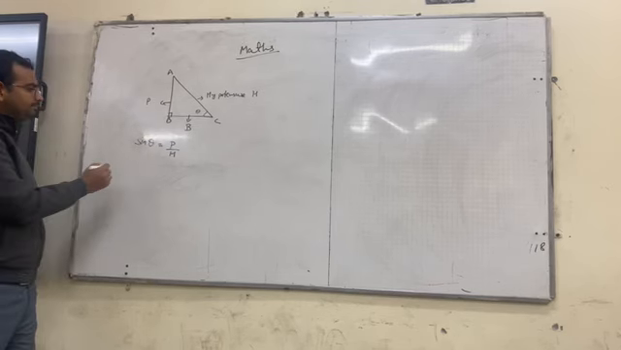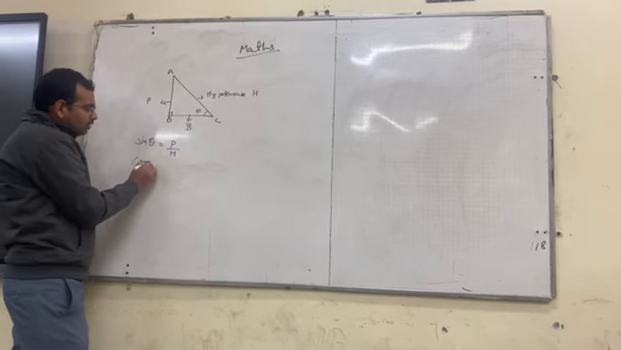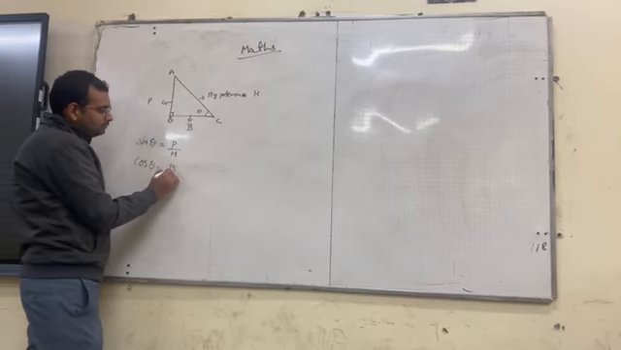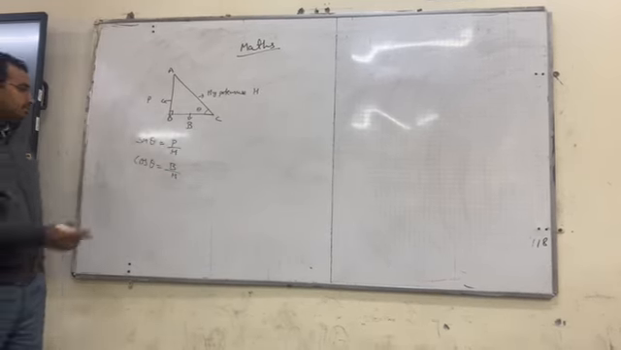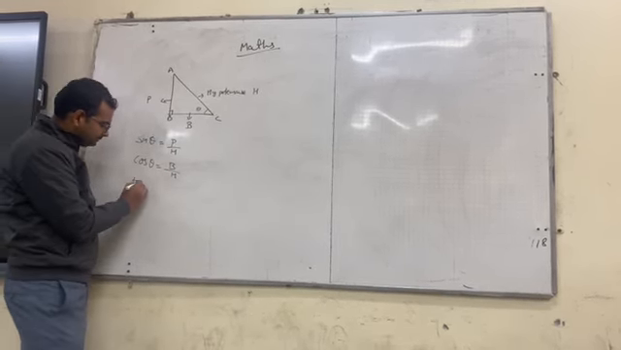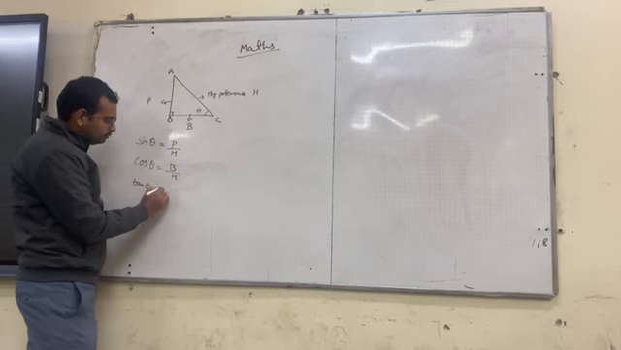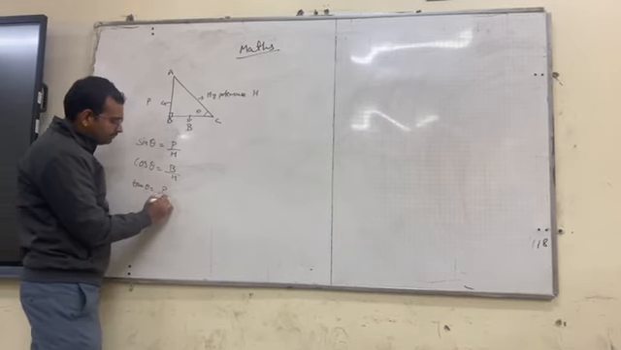Then cos theta equal to base upon hypotenuse. Tan theta equal to perpendicular upon base.